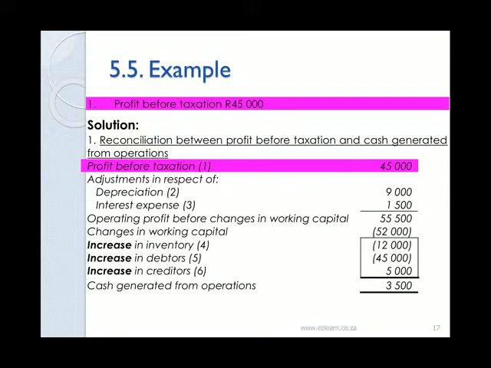Let's look at example 5.5. The first piece of information given is that the profit before taxation is 45,000 Rand. That will be shown as the beginning of this note. Just a little hint, if you can't remember how to lay this note out, look at the heading of the note, reconciliation between profit before taxation and cash generated from operations. This is a good clue for you to always put profit before taxation as your first line and cash generated from operations as your last.